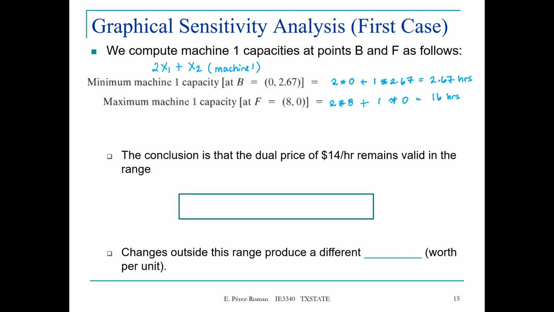So the conclusion is that the dual price of $14 an hour remains valid in the range 2.67 hours less than or equal to the machine capacity, and less than or equal to 16 hours. Changes outside this range produce a different dual price. If we go above or below these changes, it's going to be a different dual price, because the optimal solution of the problem will change.